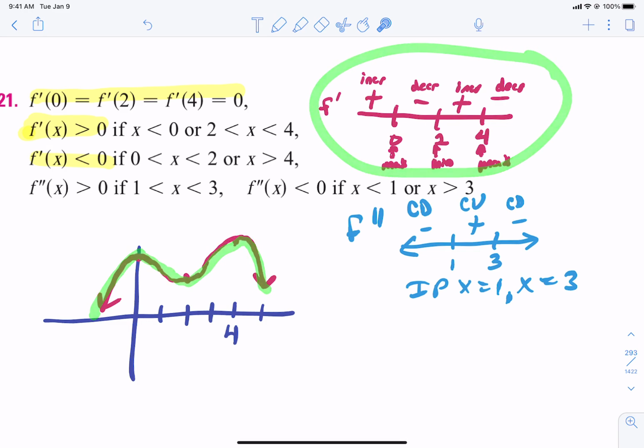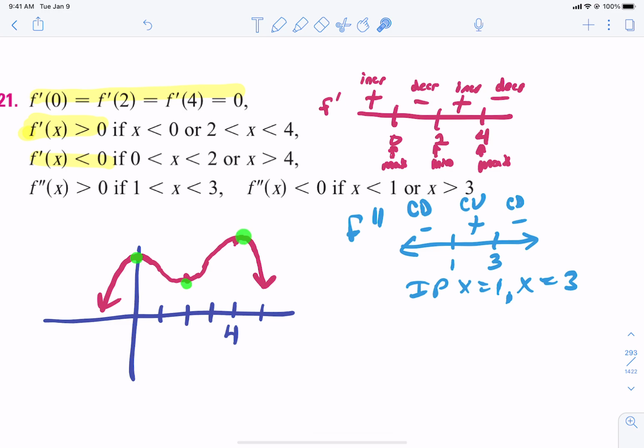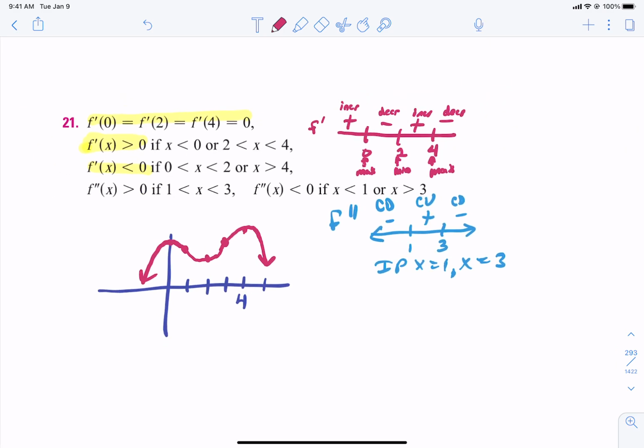That fits that. Local max, local min, local max. Let's fit this. Concave up from 1 to 3. Concave down anything to the left of 1, concave down anything to the right of 3. Okay, so from here, there. So these points we could even put on, 1 and 3, are changes in concavity, are inflection points. Any questions about that one?